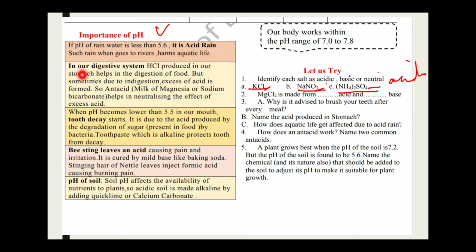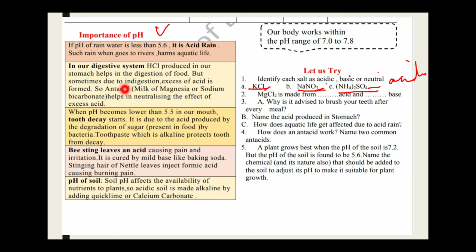Okay, in our digestive system, HCl is produced in our stomach, which helps in digestion. Actually, in the stomach itself, the pH is around 1 to 2, that is mostly acidic due to the production of HCl by the stomach lining itself. It helps in digestion of our food, but sometimes due to indigestion, excess acid is formed. Sometimes our stomach is empty, and it causes acidity, so we have to take an antacid.